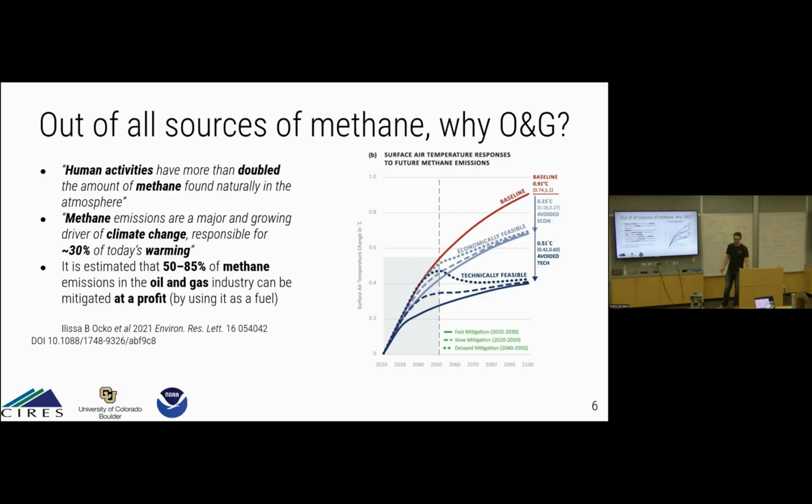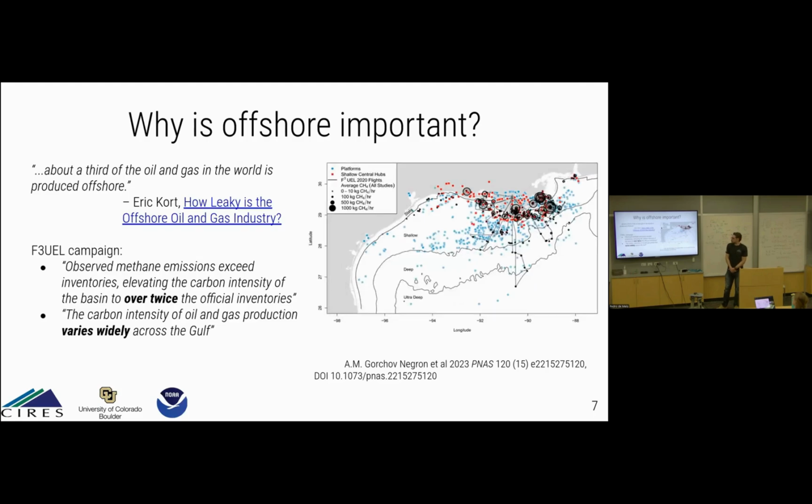And I was telling you why oil and gas extraction is an important part of the industry, but why is offshore oil and gas important? About a third of the oil and gas in the world is produced offshore. It is from Eric Cord. He is a professor at UMich, and this is a very nice podcast.